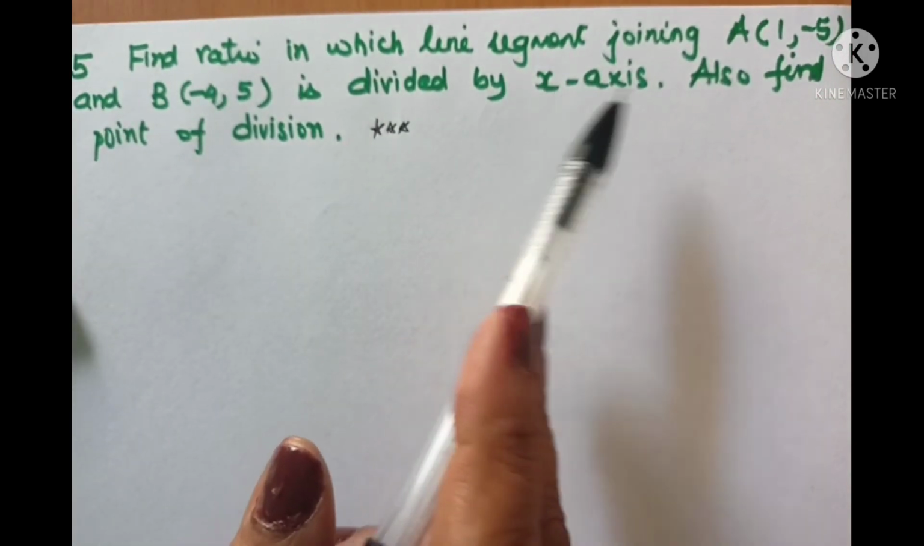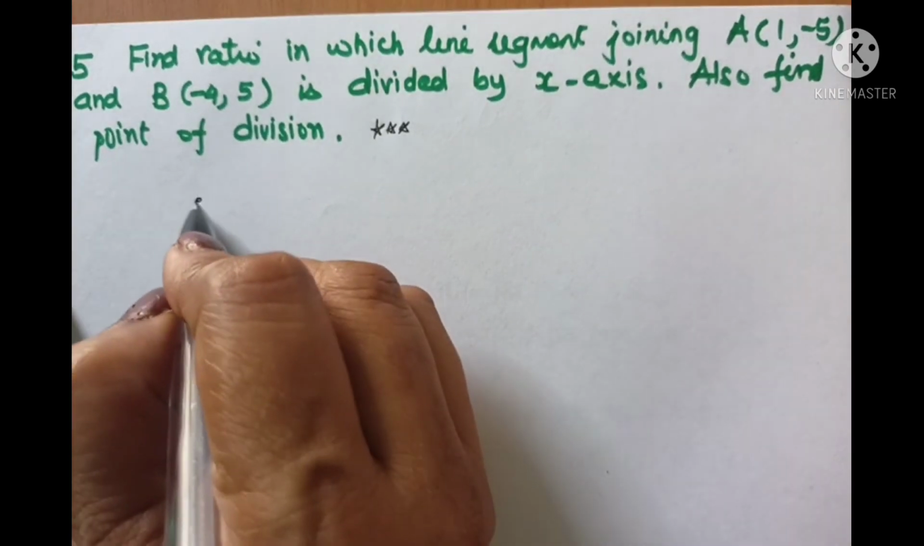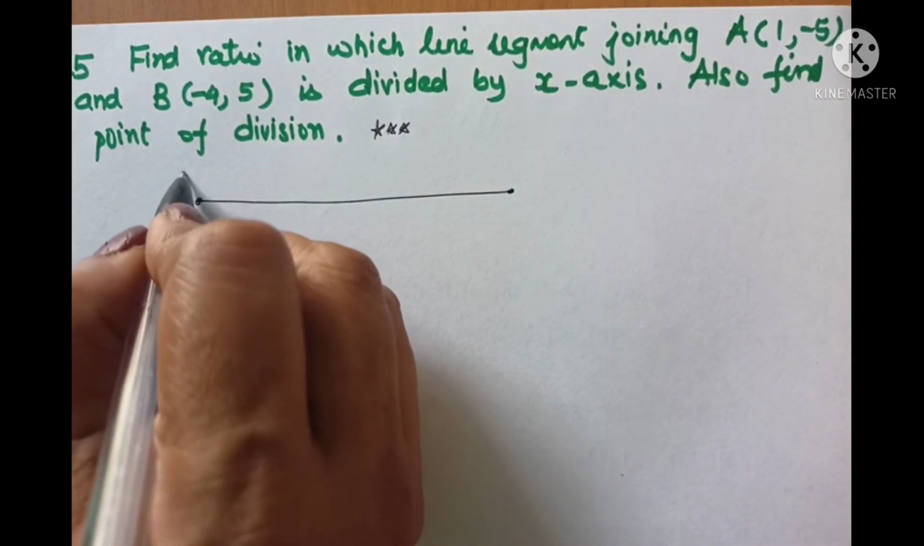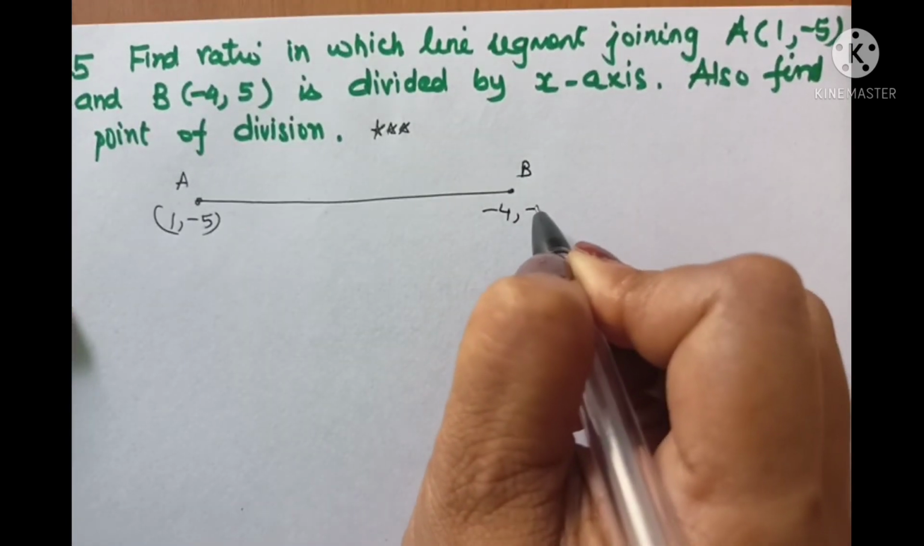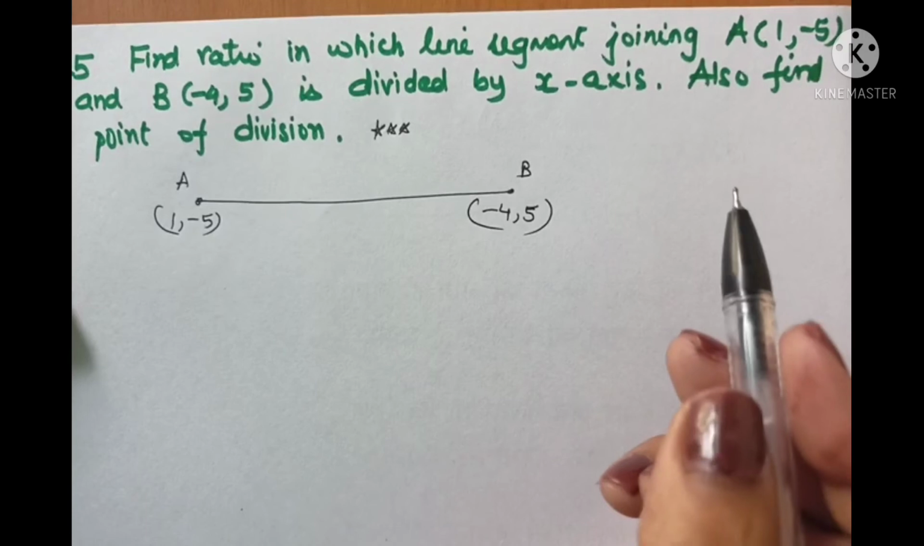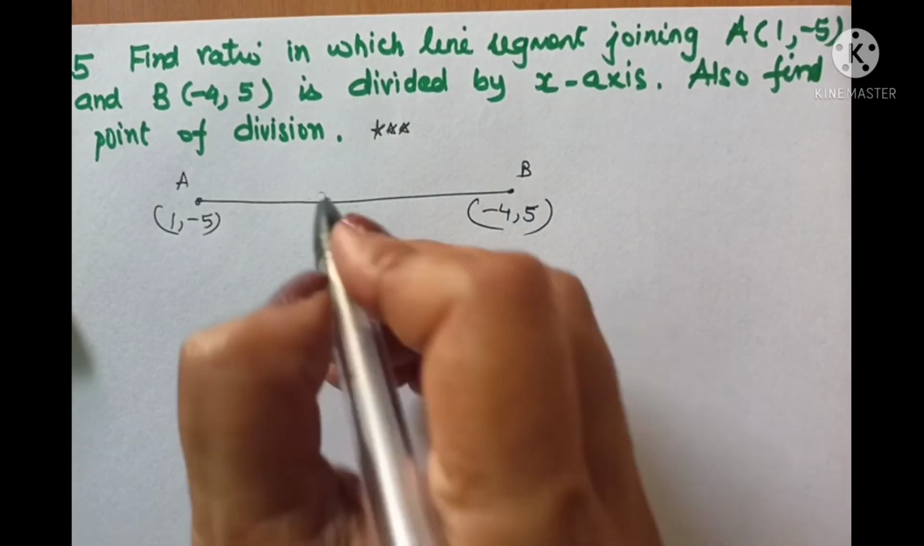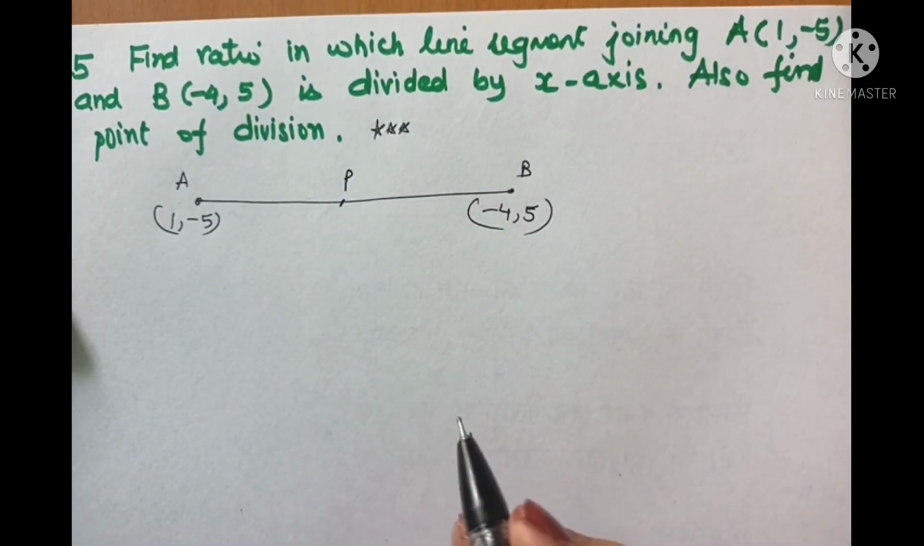Find the ratio in which the line segment joining points A and B, so let us draw a rough figure, A is 1 comma minus 5 and B is minus 4 comma 5, is divided by the x-axis, and also find the point of division. So let it be divided by P at the x-axis.